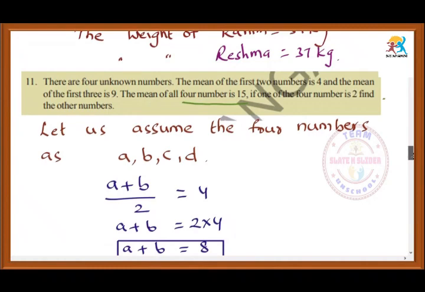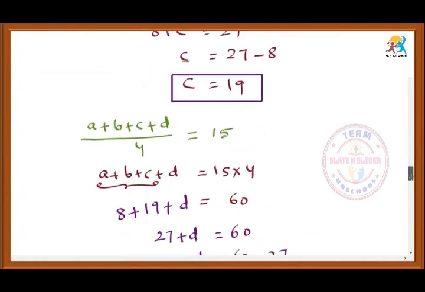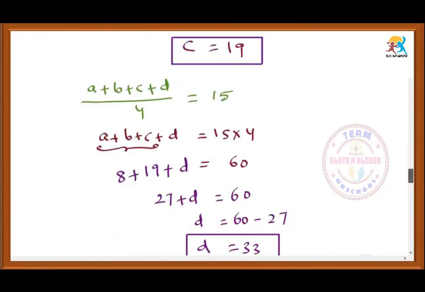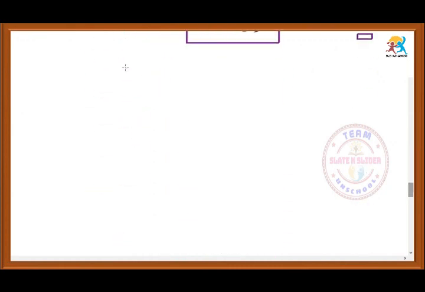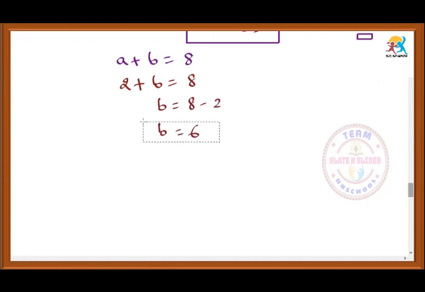Next, if one of the 4 numbers is 2, find the other. Take the first one, A plus B is equal to 8. From this we can take any one number. Suppose A is 2, then 2 plus B is equal to 8. So B is equal to 8 minus 2. So B is equal to 6. Like this we have to find. So you can complete exercise 9.2.